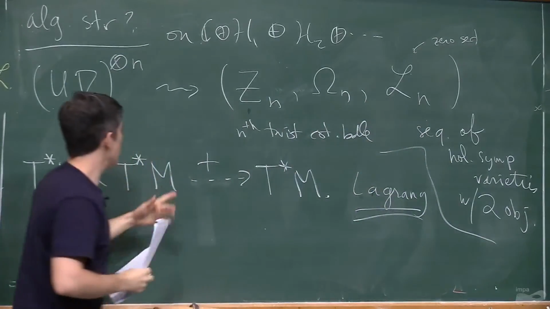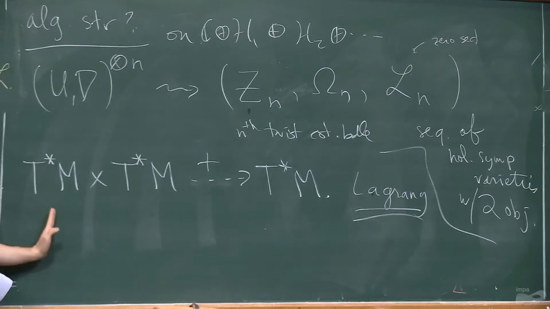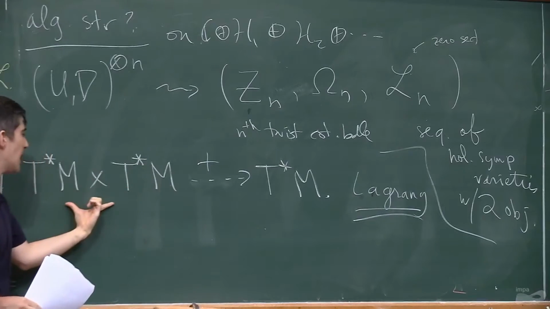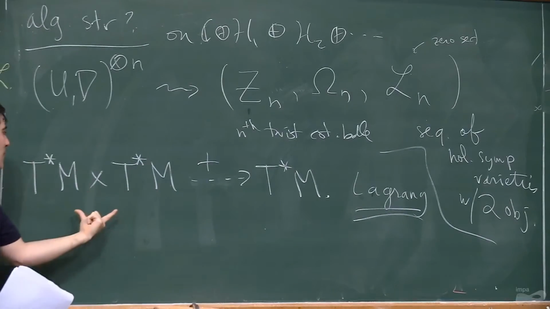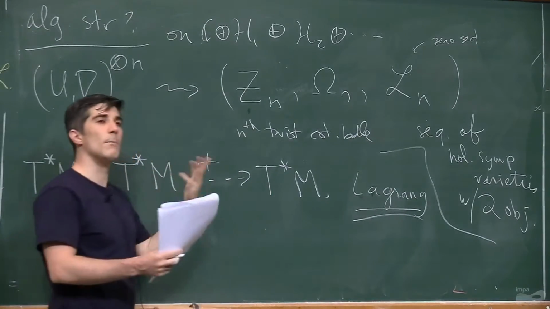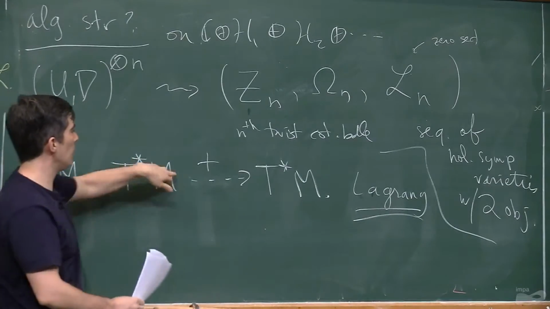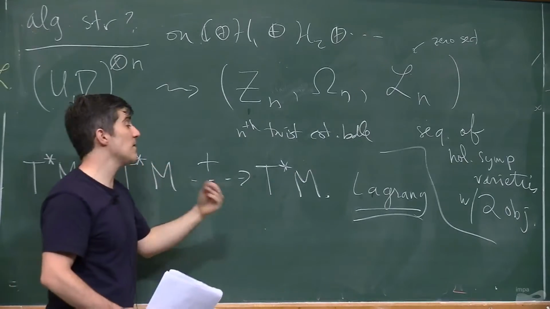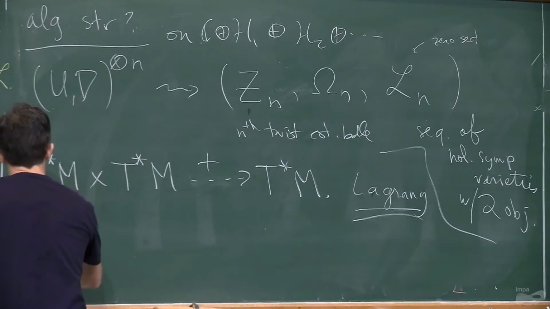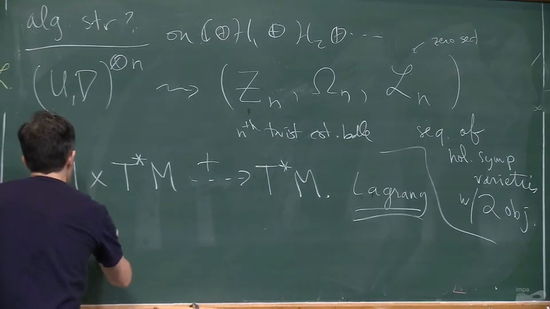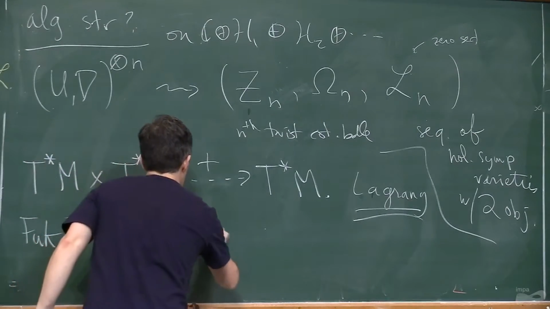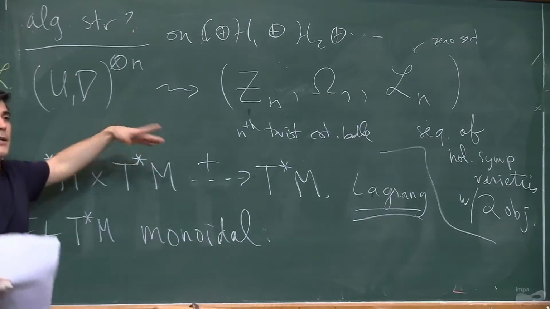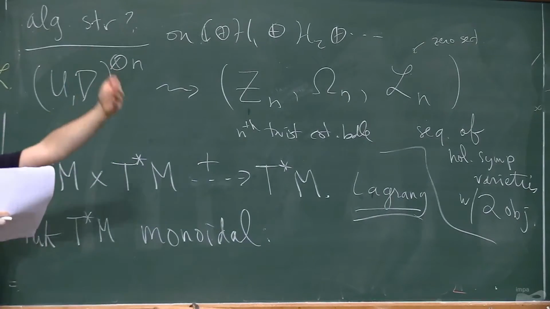Okay? And that means that if I have an object, a Lagrangian in T star M, and if I have another Lagrangian in T star M, then I can take the convolution of those Lagrangians, and I get composition of Lagrangians with the Lagrangian relation, and I'll get another Lagrangian in T star M. So what this means is that the Fukaya category of T star M is monoidal. Okay? If I have an object and another object, I can add them together and produce another object.